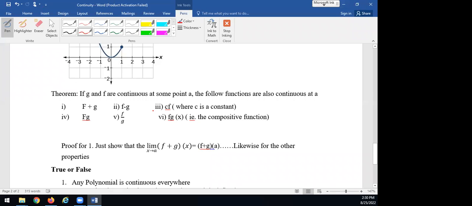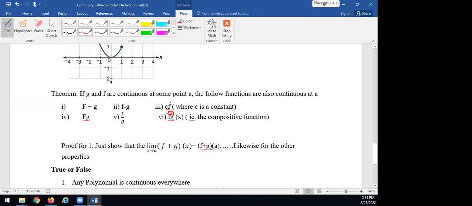Now, if you have two functions, f and g, and they're both continuous at some point a, then the following will also be continuous. If you add them, the sum of two continuous functions will also be continuous. If you subtract them, that will also give you a continuous function. If you multiply them, you'll also get a continuous function. And if you divide them, you will also get a continuous function. If you find a composite function, meaning you put one inside the other, like g inside of f, that will also be continuous.